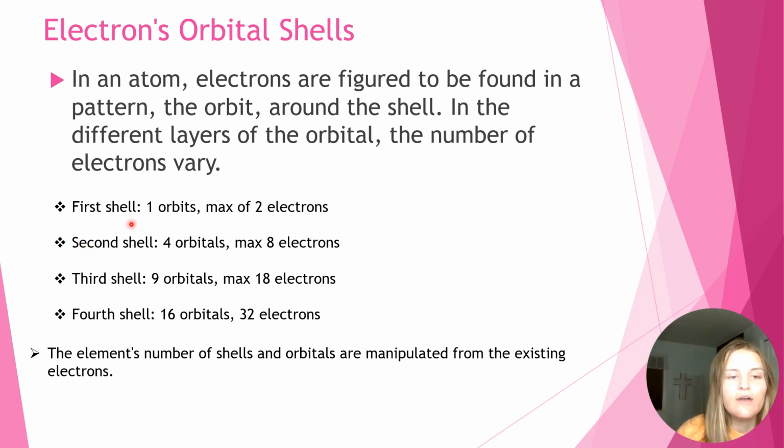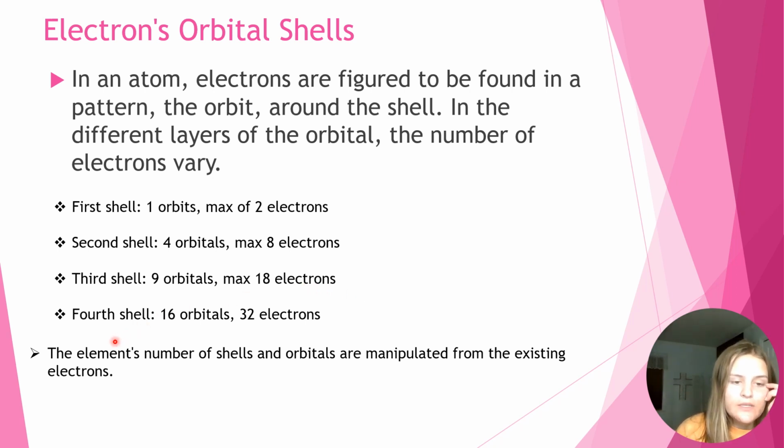In the first shell, you have one orbital with a max of 2 electrons. Second shell, 4 orbitals, max of 8 electrons. Third shell, 9 orbitals, max of 18 electrons. And the fourth shell, 16 orbitals, max of 32 electrons.